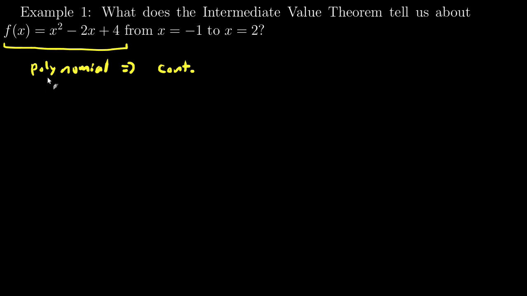Second piece of information I need is what is f of negative 1 and f of 2. So negative 1 squared is 1. Negative 2 times negative 1 is 2. 1 plus 2 plus 4 gives me 7. 2 squared is 4. Negative 2 times 2 is negative 4. Plus 4 is 4. And so I have this from 7 to 4.